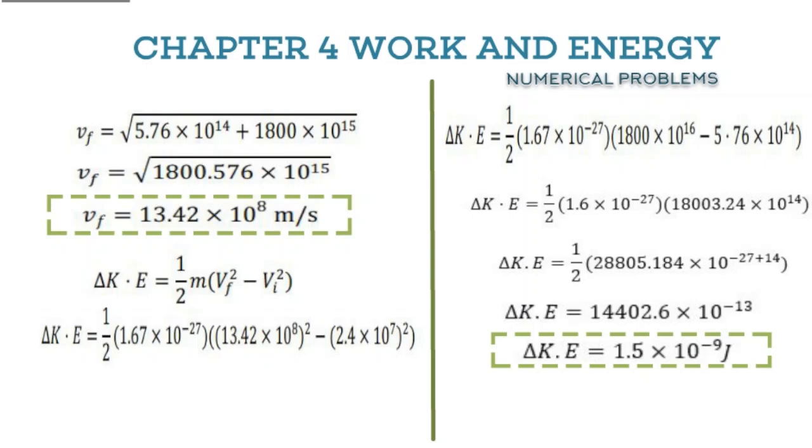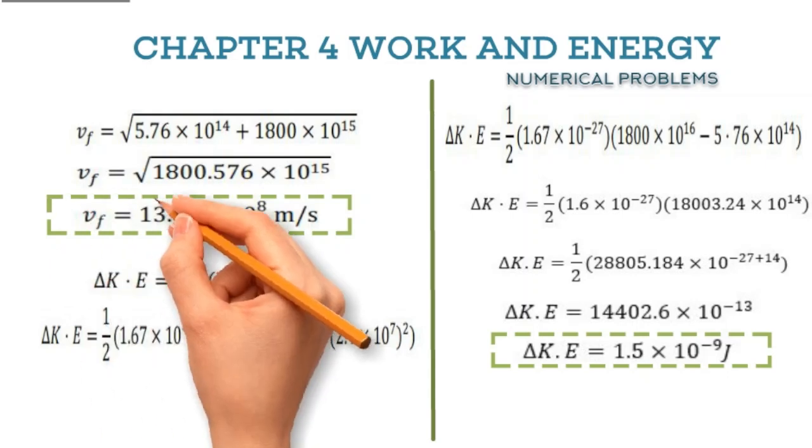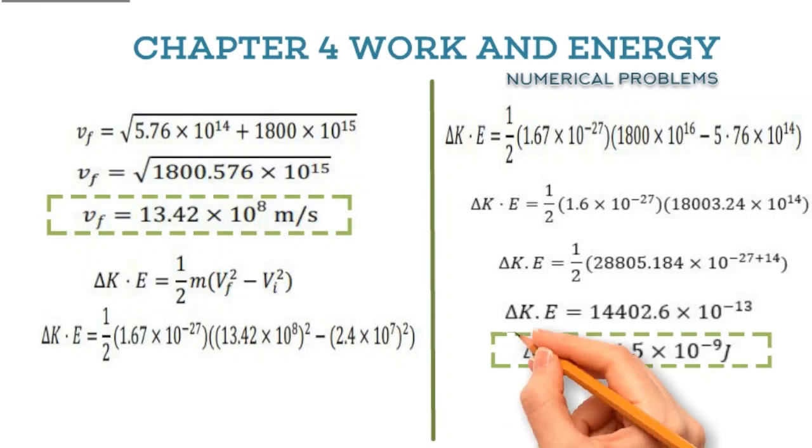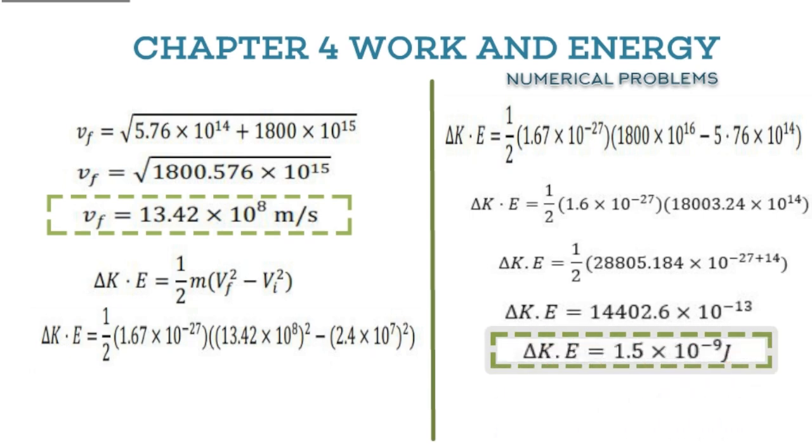Here's the summary. The final velocity of the proton is about 13.42 times 10 to the power of 8 meters per second. The increase in its kinetic energy is about 1.5 times 10 to the power of negative 9 joules.